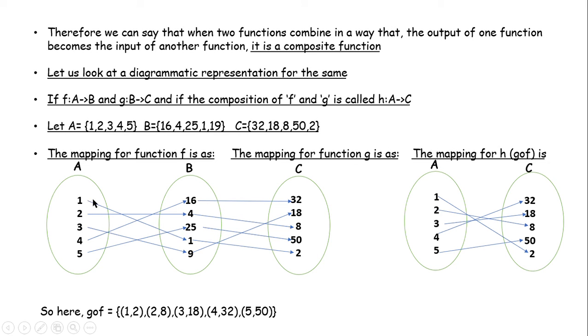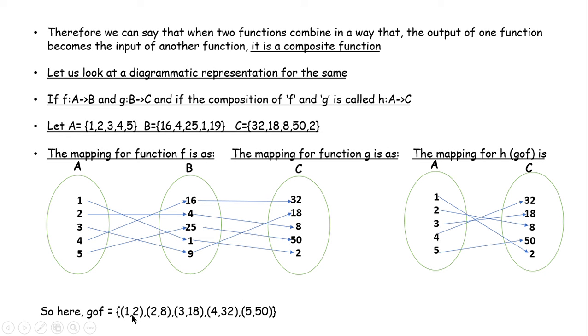1 in set A is assigned the value 2 from set C. This is what we have done here. Then 2 in set A is assigned the value 8 in set C. This is what we have done here. 3 in set A, following this path, is assigned the value 18 from set C. Then 4 in set A is assigned the value 32 from set C. 5 in set A is assigned the value 50 from set C. So this gives rise to a new function which I denote by h, and these are the coordinate pairs.